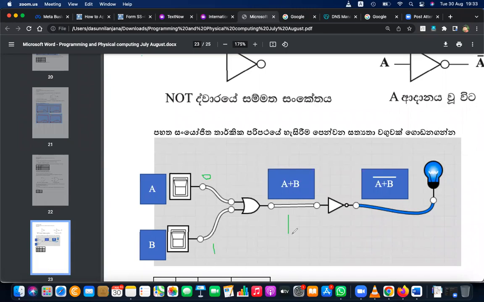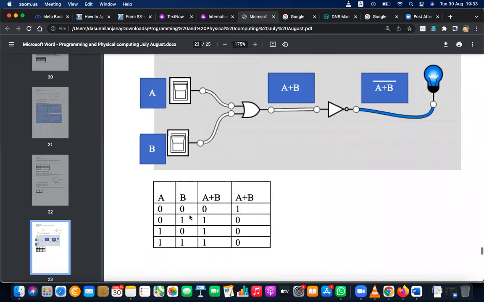become 1. If this is 1, what is the output? 0. The next one, 1 and 0. What is the output of the OR gate? 1. Then inverted it is 0. Right. So if both are 1, what is the output of the OR gate? 1. Then what is the inverted one? 0. Okay, so let's see who got the correct answers and who got the wrong answers.